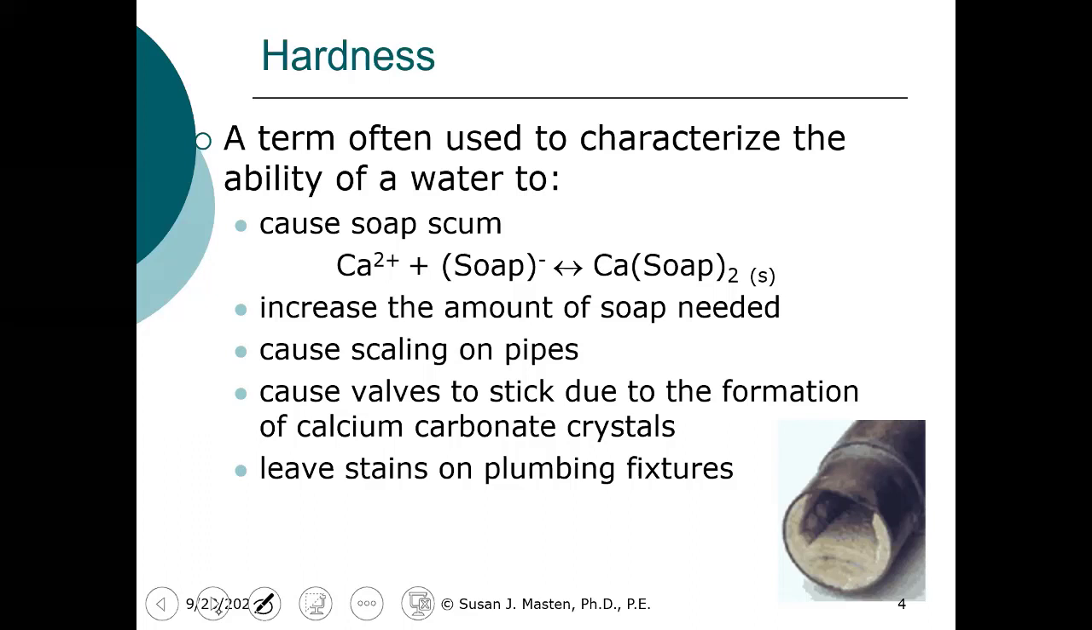They cause scaling on the pipe, which you're seeing in the side of this pipe here. This is the scale that we talk of, predominantly in this case calcium carbonate. These also precipitate on valves and cause the valves to stick. They leave stains on plumbing fixtures. They also can precipitate in a hot water heater and cause poor efficiency of heat transfer, and that increases your energy bill, electric bills, or gas if you're using gas.